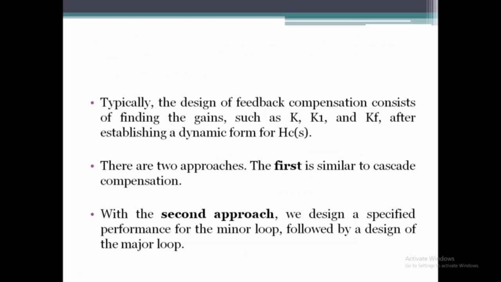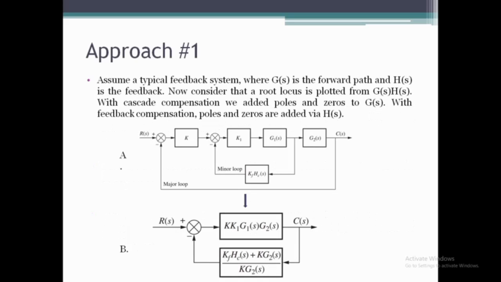The first is similar to cascade compensation. With the second approach, we design a specified performance for the minor loop, followed by the design of the major loop. So approach number 1. Assume a typical feedback system where G(s) is the forward path and H(s) is the feedback.